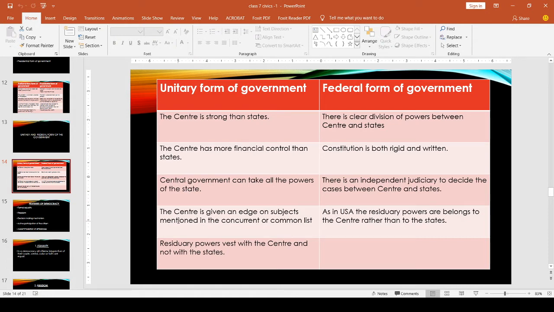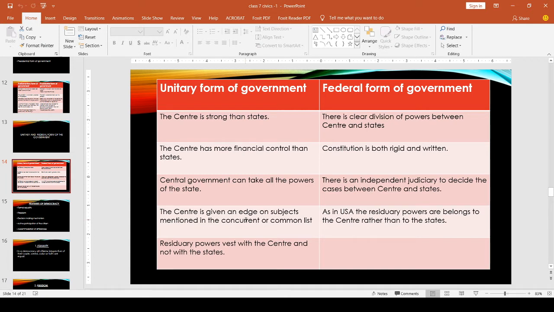The next one, the center is given an edge on subjects mentioned in the concurrent list. What is concurrent list? Concurrent list means a list of rules and powers written in our constitution. That is known as concurrent list. Okay, so it is written in our constitution, so all the governments should follow these rules. So the central government follows the concurrent list or common list. The powers of the central government and state government are shown separately in the concurrent list.